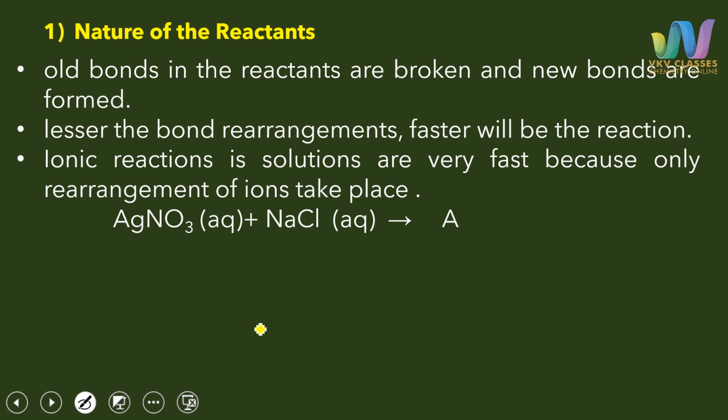For example, silver nitrate solution when mixed with sodium chloride solution immediately leads to the formation of AgCl, silver chloride, as a precipitate. It is because silver nitrate is in the form Ag+ and NO3-. Similarly, in NaCl we have Na+ and Cl-. These ions will get rearranged immediately, hence the product is formed very fast, or we consider this as an instantaneous reaction.